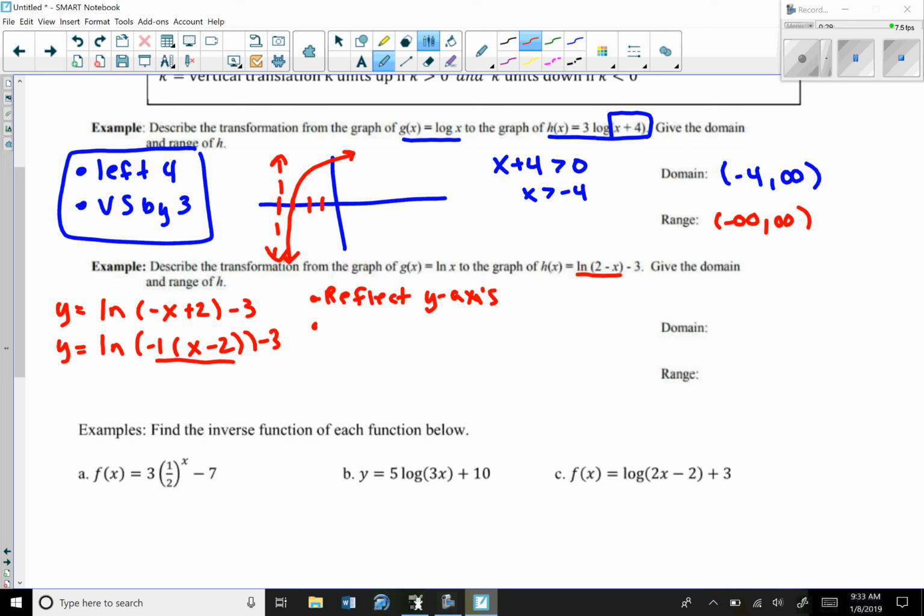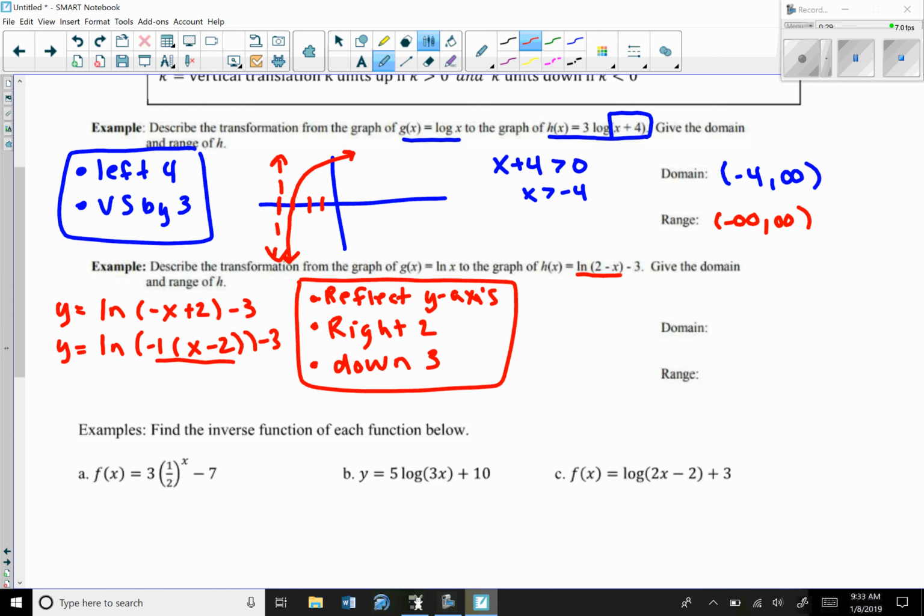That 2 is going to, because it's -2, move it to the right 2. And that 3 is going to move our graph down 3 because it's on the outside of the natural log. So that's why we know we're doing a vertical movement. So these are our transformations.